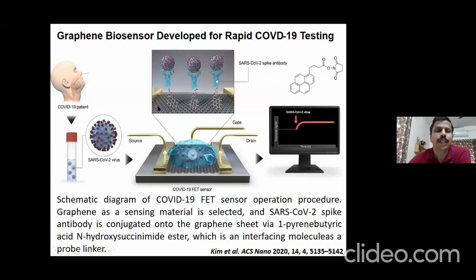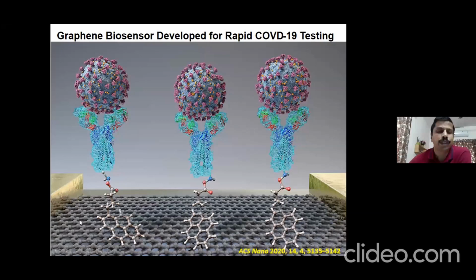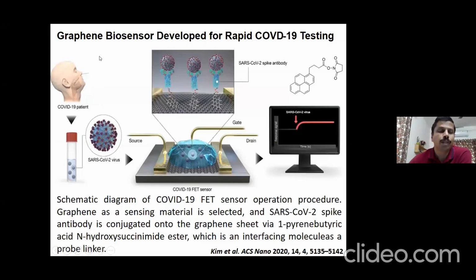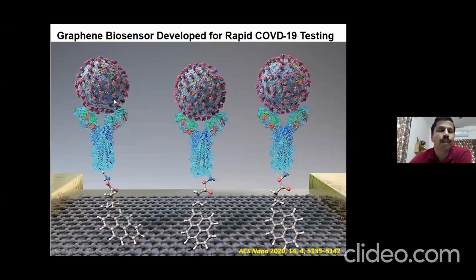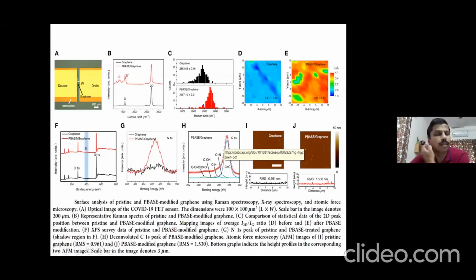So here in this picture, this is your graphene and this is your FET. This is the source and drain, and graphene is deposited here, right? And this is your linker, and this is your antibody, the spike antibody. And this is your virus. So there is antibody antigen interaction at this point, right? So basically that is the mechanism they are proposing.